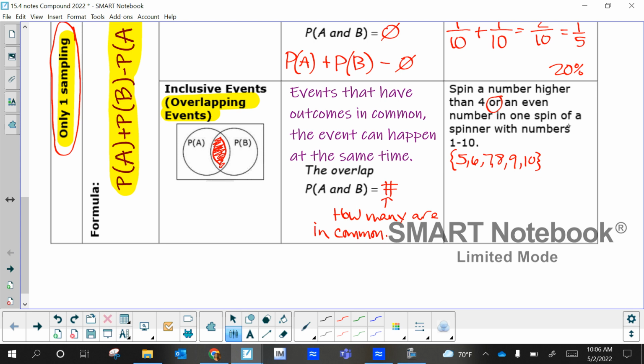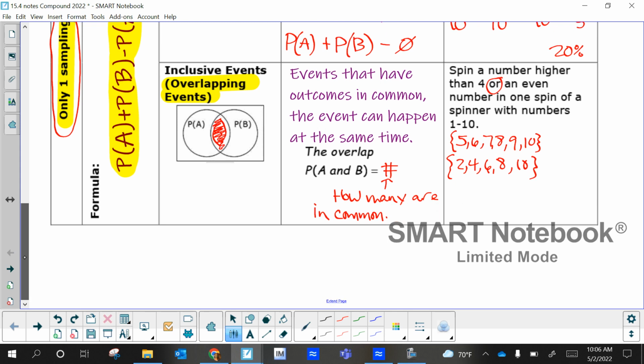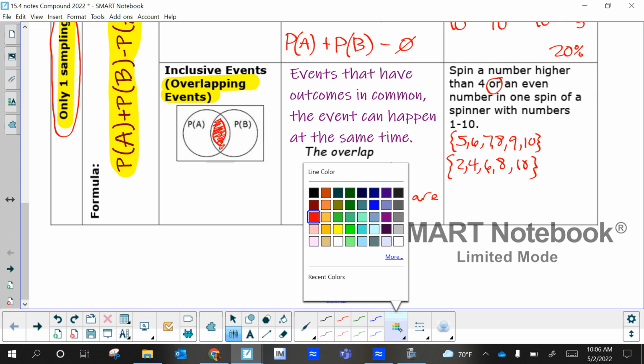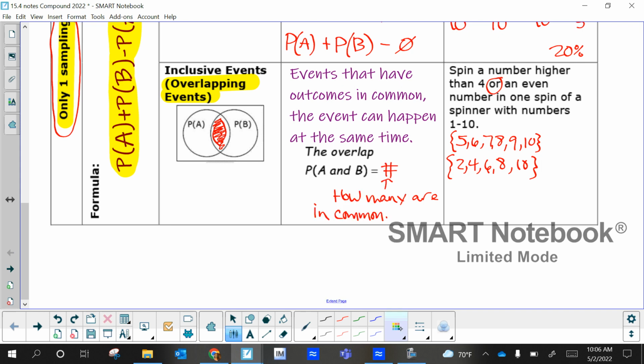And so a number that is even. So let's write that down next. So we've got the 2, the 4, the 6, the 8, and the 10. All right, so we're going to write those numbers down. Now, do you notice any of them in common? Okay, that's what we want to look at.